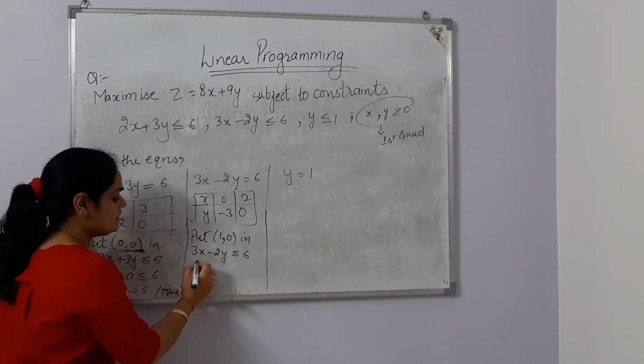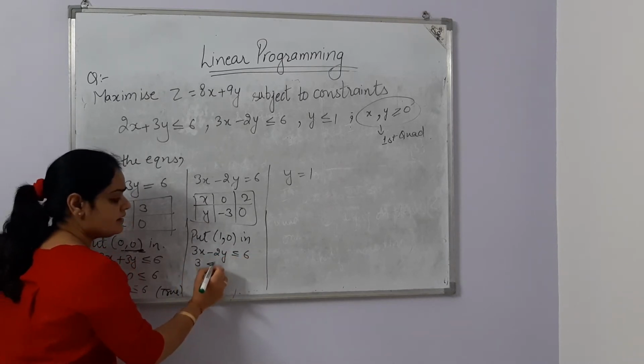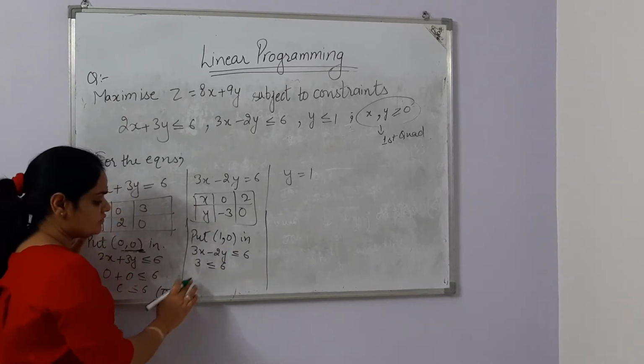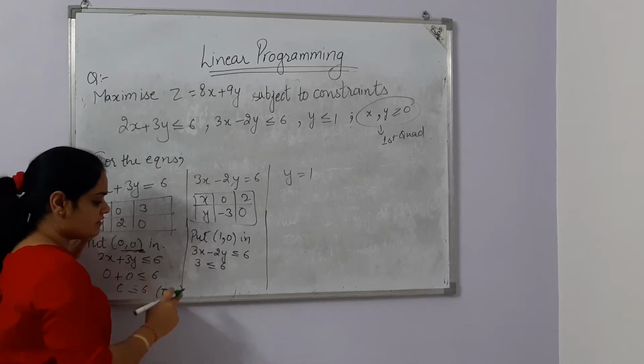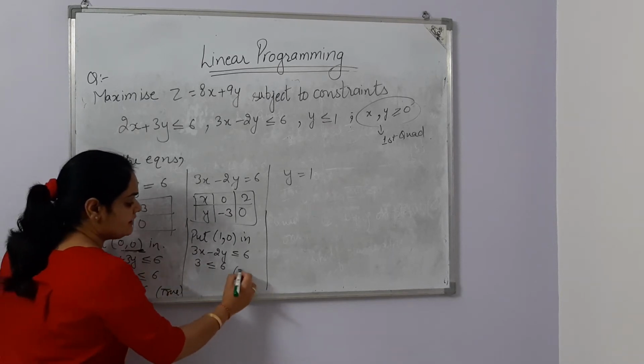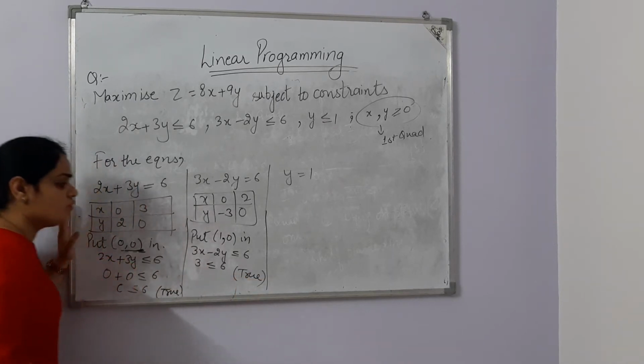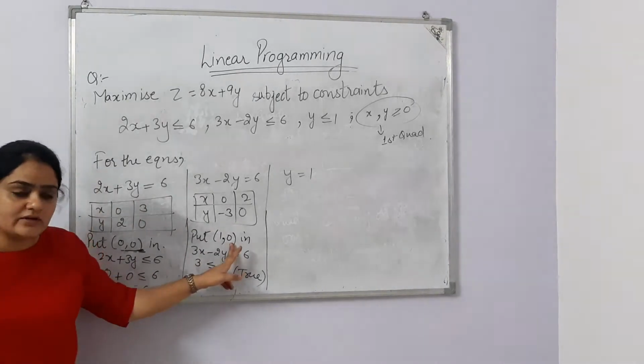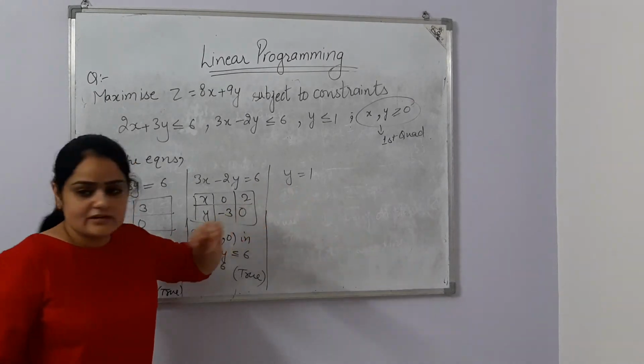Whenever we substitute 1, 0, it becomes 3 less than or equal to 6. 3 is equal to 6 is not possible, but 3 is less than 6. Yes, the condition is true. So the shading will be towards this point, towards 1, 0.